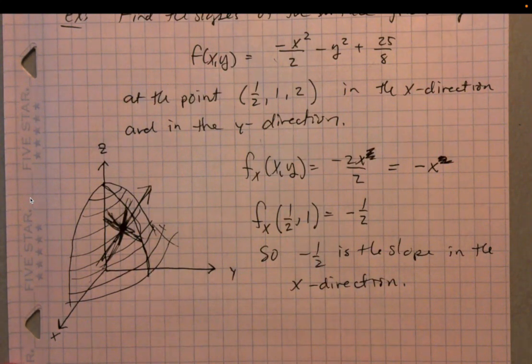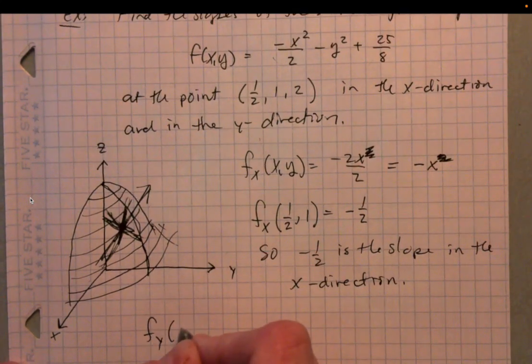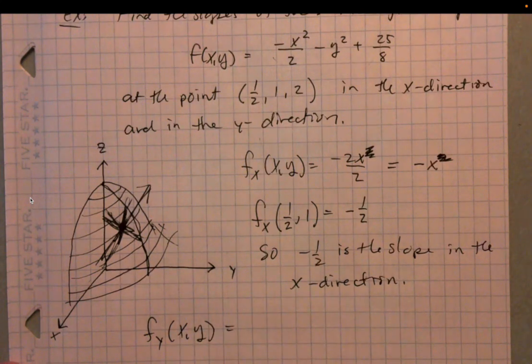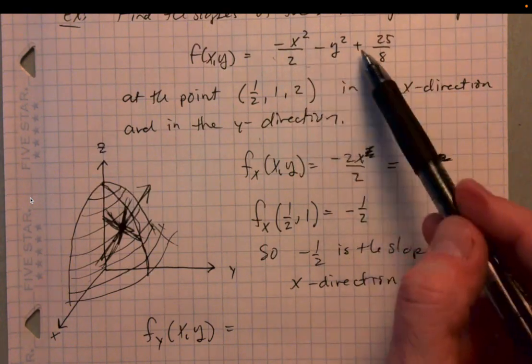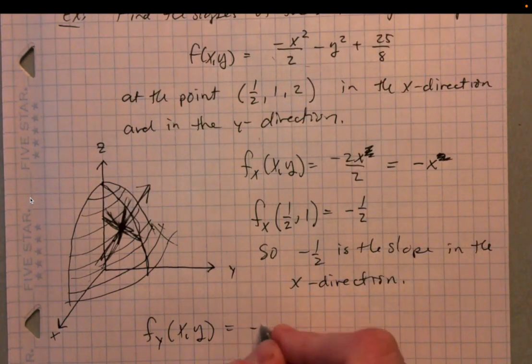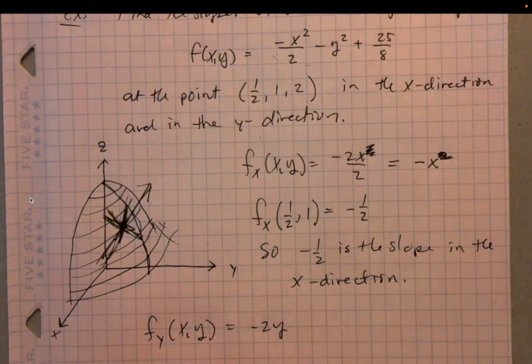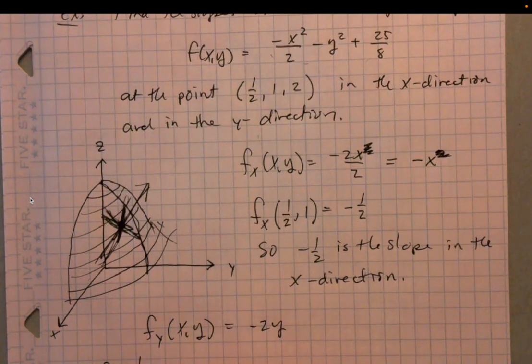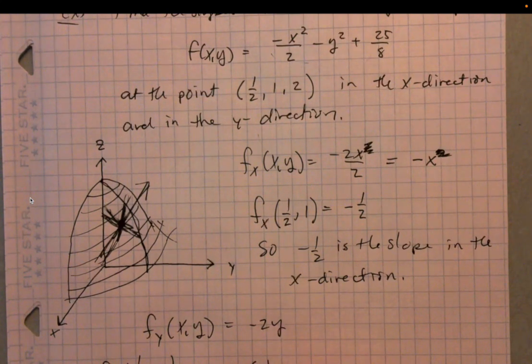Then what about the slope in the y direction? Well, in the y direction, you've got to calculate this guy. Okay, and so similarly, this is a constant term, this is a constant term, and so you just get negative 2y. And can we evaluate the function at 1/2, 1? Yes. So this would be the partial derivative with respect to y evaluated at the point 1/2, 1. That's going to be equal to negative 2 times 1, so negative 2.